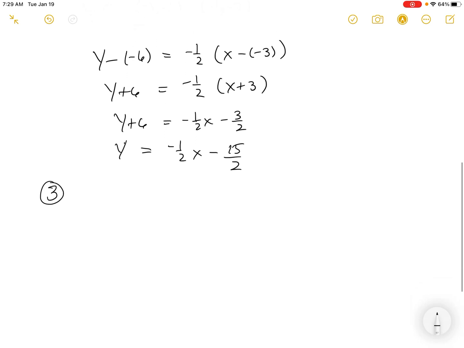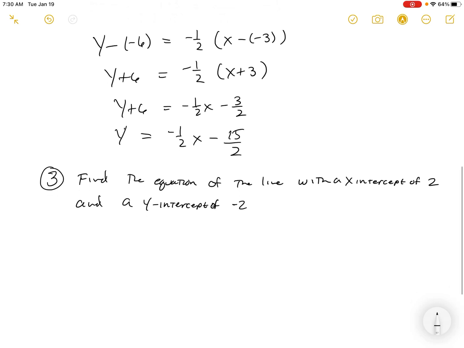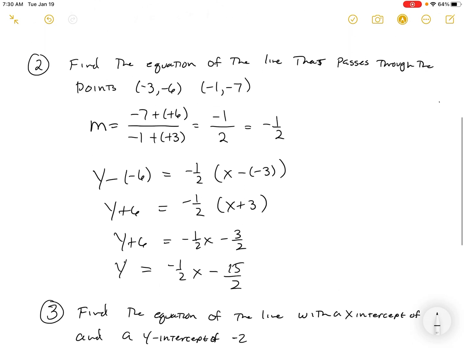Here's the third problem that I thought I should do. I've seen some people shut down. Find the equation of the line with an x-intercept of 2 and a y-intercept of negative 2. Okay, and so why would we shut down? What do we have? We have the exact same thing as we do in number 2.